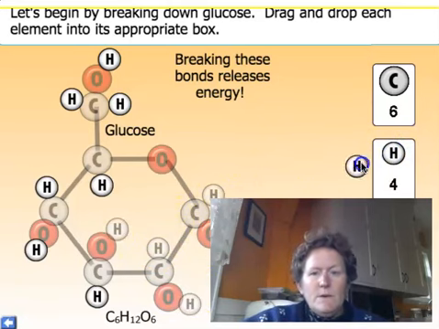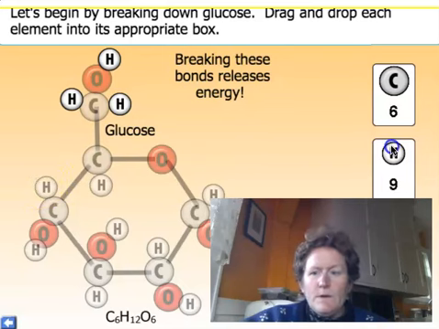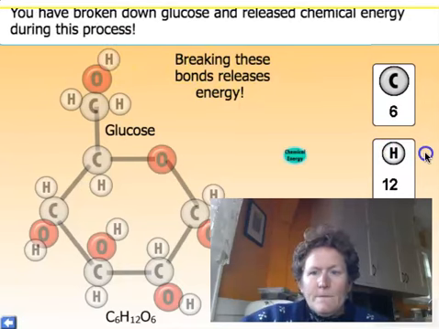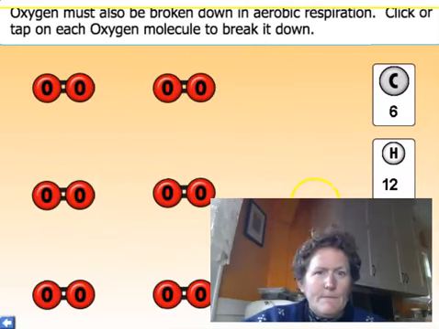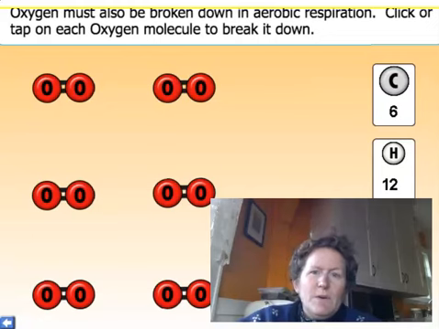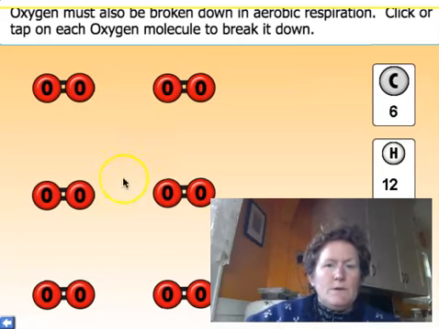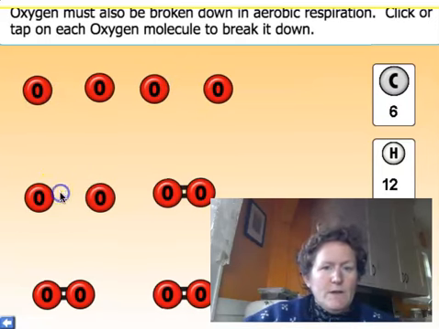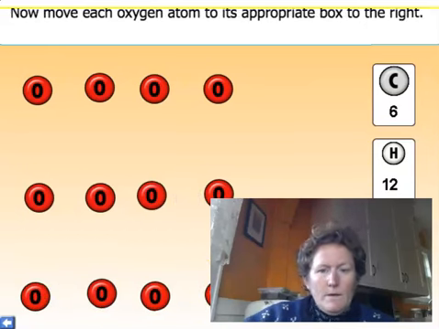They're all breaking down glucose in the presence of oxygen to release that chemical energy stored in glucose by the plant that made the glucose. And now chemical energy is released. Oxygen must also be broken down in aerobic respiration. There is anaerobic respiration, but we're just going to do aerobic respiration right now in the presence of oxygen because as humans, we do cellular respiration mostly in the presence of oxygen.